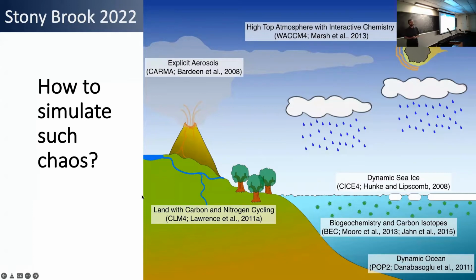So how do we go about simulating this type of chaos? And I think the majority of the time that I spend doing research, as well as with many of these collaborators, is really just trying to get this model to be stable and accurately represent some of these impact emission scenarios. And so we need a fully coupled climate system model that can capture not only the atmospheric response, but also the ocean and the terrestrial and sea ice responses.